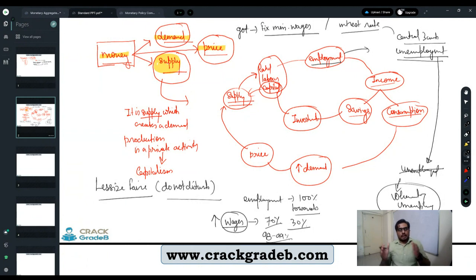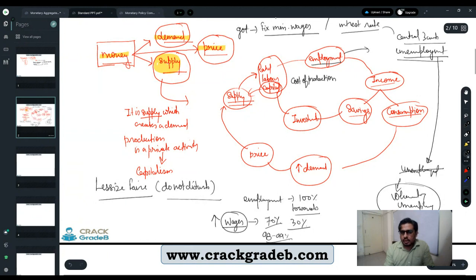Why? Because fewer people are seeking employment and you want to increase your production activity, so you must offer more wages, or you can say higher wages. And if you offer higher wages to new people, then definitely you have to increase the wages of existing people. So when the economy heads towards 100% employment, the cost of production is also going to increase, right?